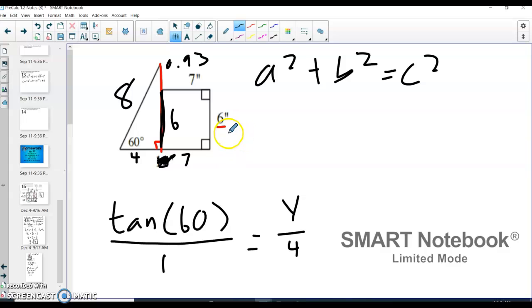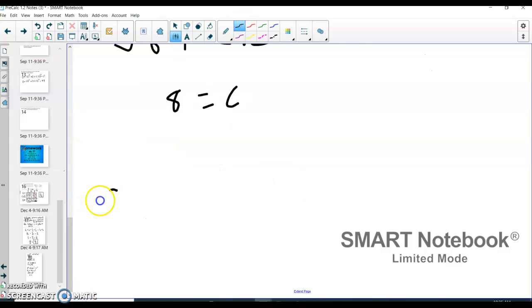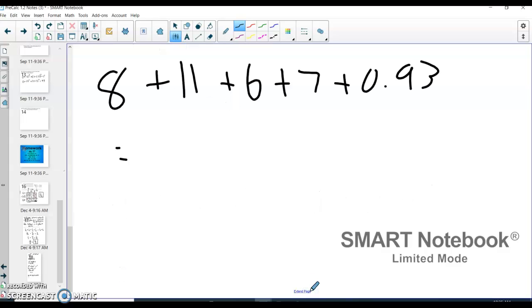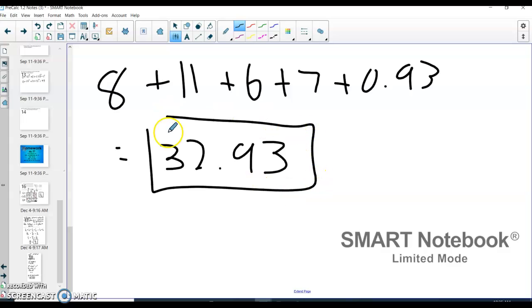I have 11, 6, 7, 0.93, and 8. So let's add them all up. I have 8 plus 11 plus 6 plus 7 plus 0.93. Again, using my calculator here, I have 8 plus 11 plus 6 plus 7 plus 0.93, and I got 32.93 as my answer, and I believe that's the correct answer there.